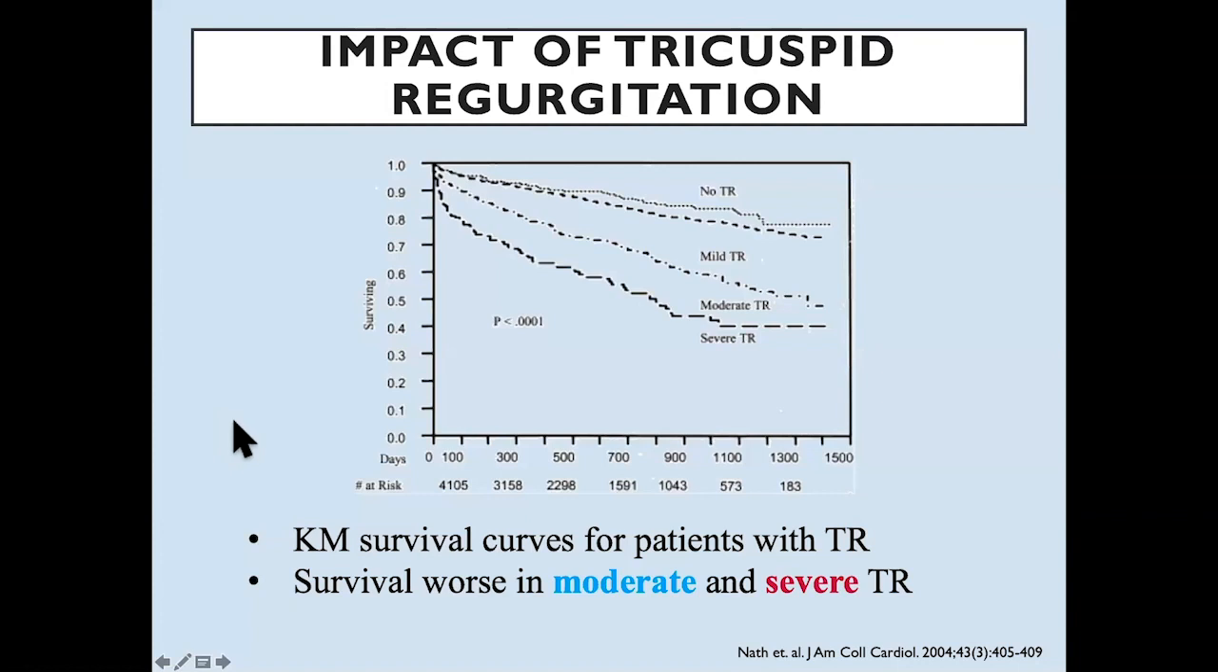This is a study performed by Nath and his group, and it's frequently quoted when talking about tricuspid regurgitation. The study included some 5,200 patients who underwent echocardiography at one of the Veterans Affairs medical centers over a period of 4 years. What they found was that mortality increased with increasing severity of tricuspid regurgitation. Here you can see no, mild, and moderate tricuspid regurgitation with decreasing survival, and then severe tricuspid regurgitation with even more decreased survival.